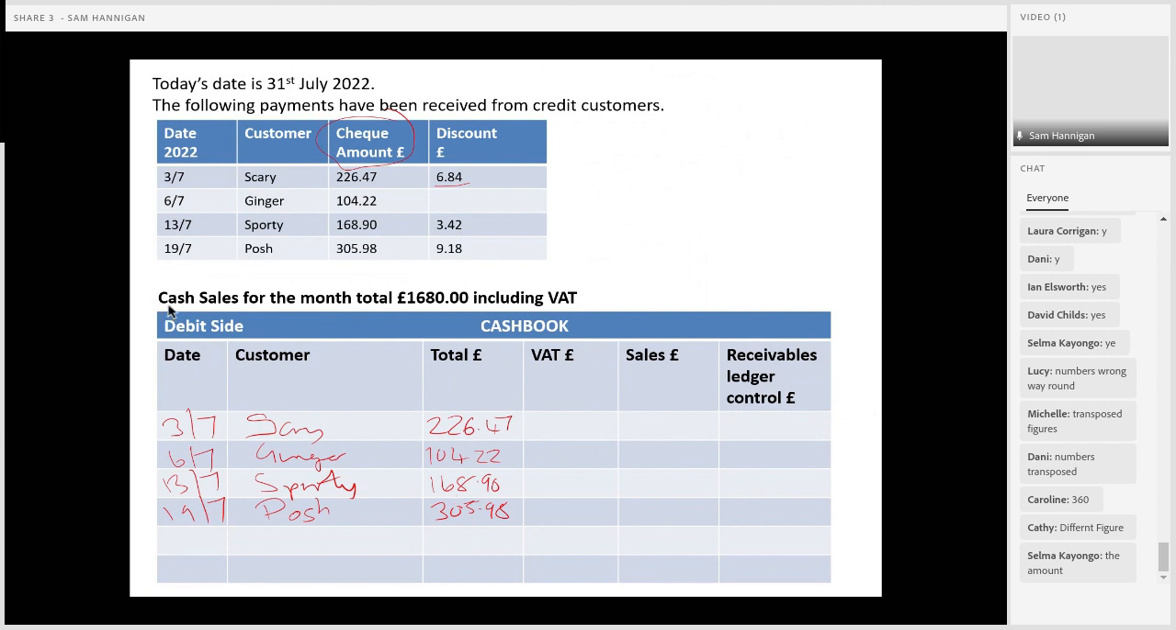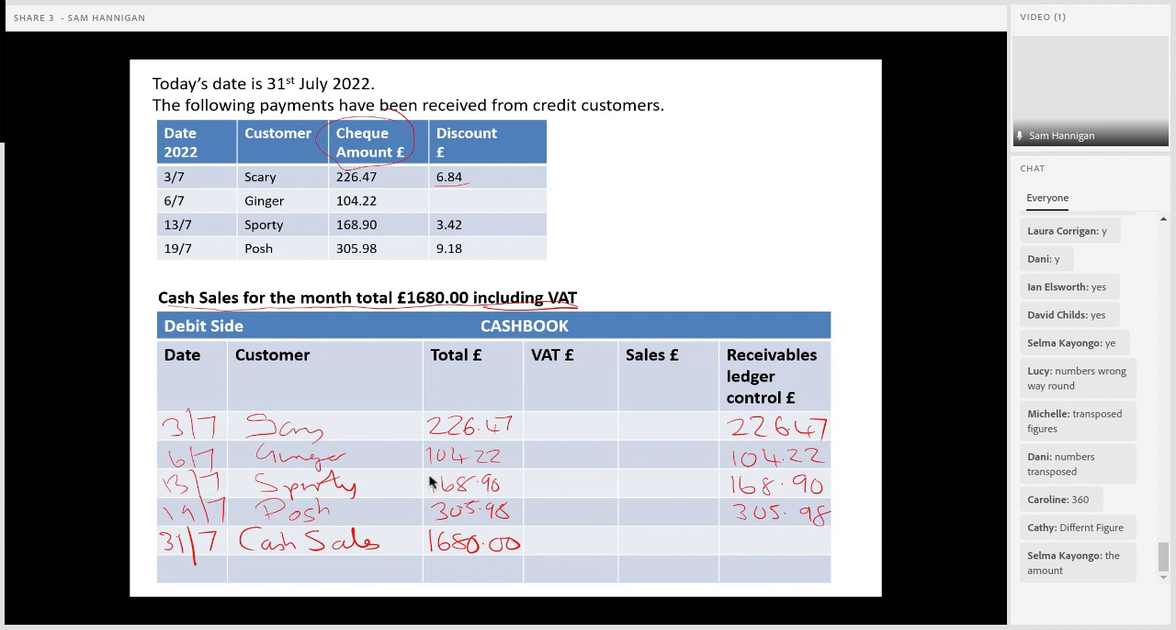Okay, then. Then it says here you've got cash sales for the month. Okay, so the date would be the 31st of July. End of July, because it's for the full month. It's my birthday as well. Okay. You've got cash sales. And the total, including that, is 1680. Okay. Deal with the customers first. Okay. So you've got straight into the receivables ledger. 168.90, 305.98. Then deal with the cash sale.